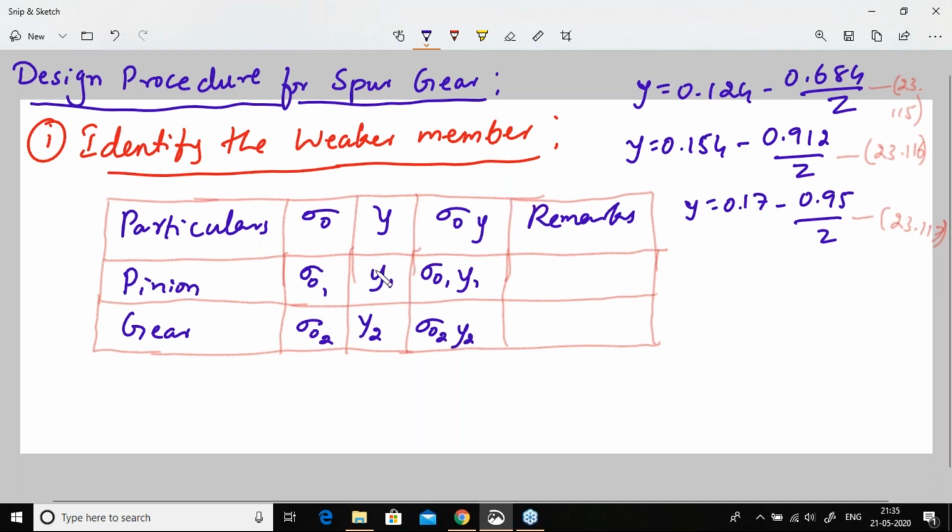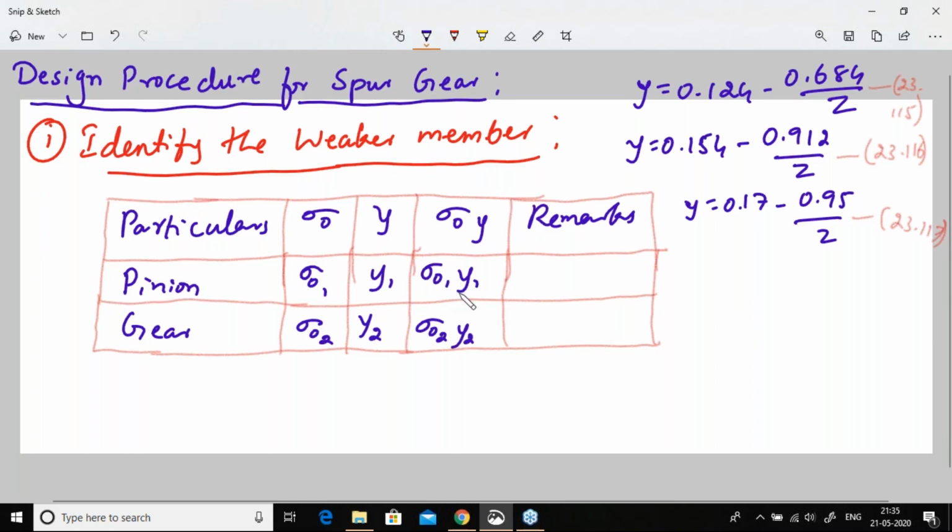By multiplying the second and third column, we will get the fourth column. Out of sigma naught 1 Y1 and sigma naught 2 Y2, whichever value is the smaller, that one will be the weaker. And design should be based upon the weaker member.